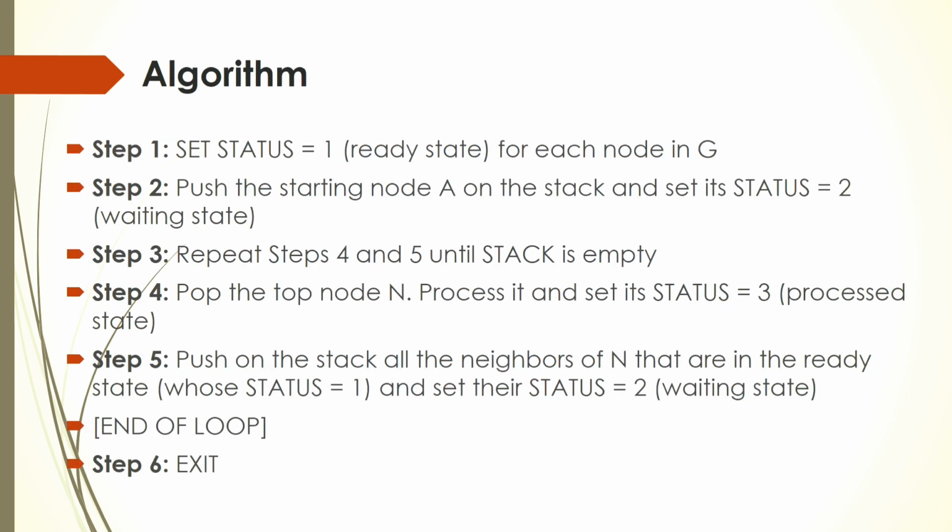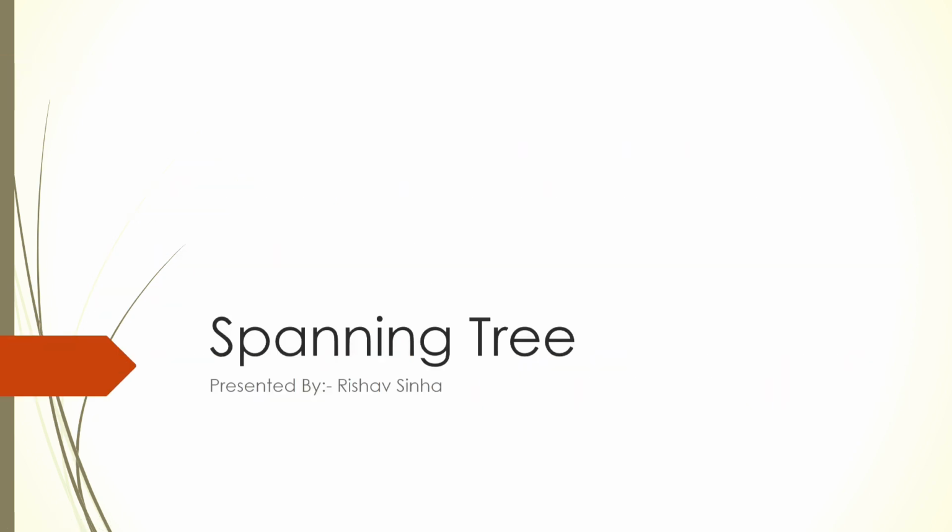Now coming to the algorithm part. Step 1: set status equals 1, the ready state, for each node in G. Step 2: push the starting node A on the stack and set its status equals 2, the waiting state. Step 3: repeat steps 4 and 5 until the stack is empty. Step 4: pop the top node N, process it and set its status equals 3, the processed state. Step 5: push on the stack all the neighbors of N that are in the ready state and set their status equals 2, the waiting state. Exit.